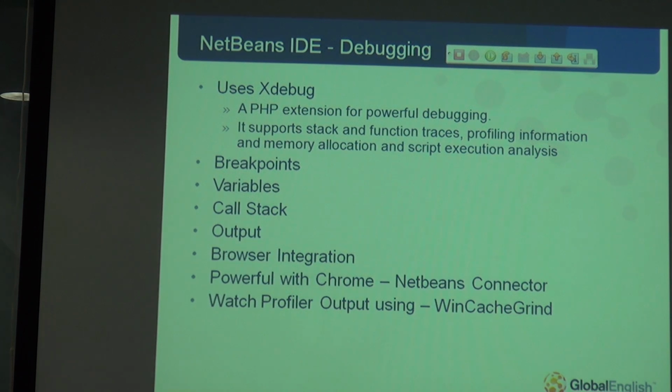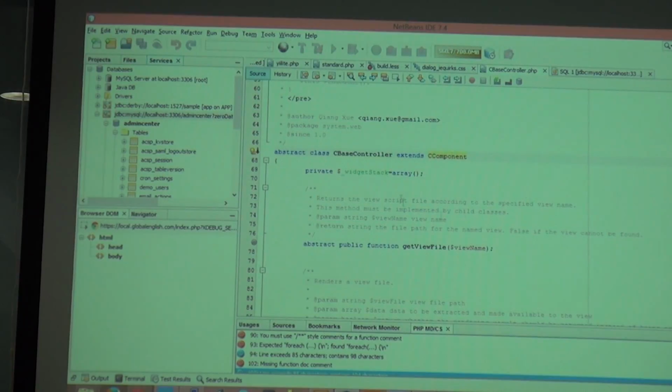And what Xdebug does is it will create a profile. Xdebug is a debugger and also a profiler. It provides fine-grained output. Using WinCacheGrind, which is free software, we can install it, get the output of that profiler, and do the analysis. So we can see how it is done.